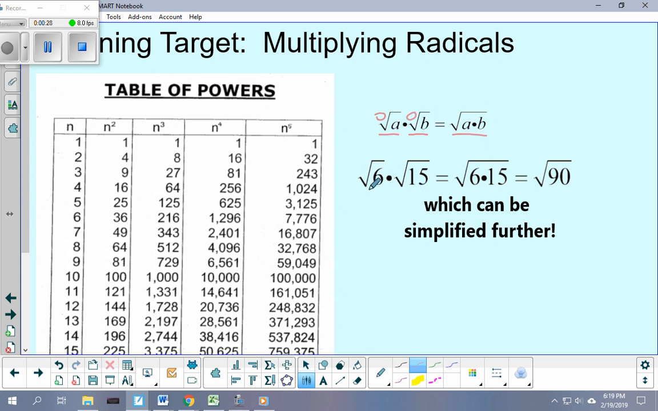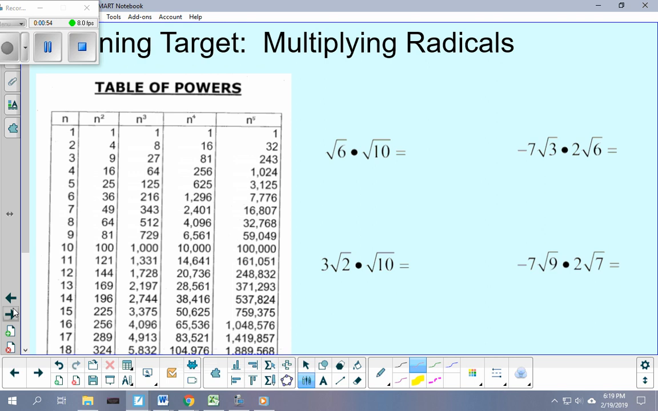So if you have the square root of 6 times the square root of 15, that would be the square root of 6 times 15, which is the square root of 90. And at that point, you would also want to see if you could simplify that further. That could be written as the square root of 9 times 10. And the square root of 9 is a 3, so that would be 3 root 10 for your answer. So let's practice a few of those.